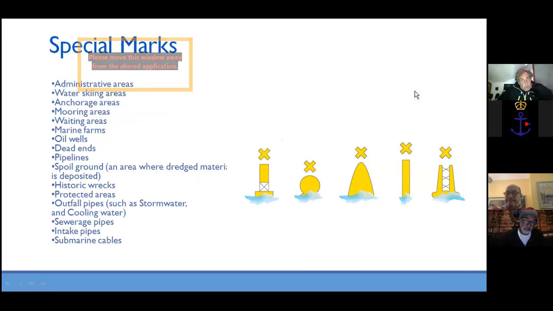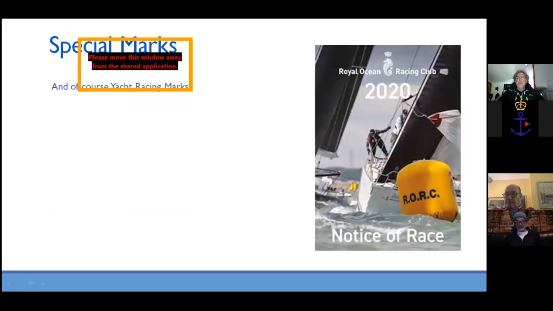And then there's special marks. Yellow marks with a cross on top. Okay, and there are hundreds of reasons for them. I've got a whole list here. Mooring areas, farms, dead ends, pipelines, wrecks, you know, dive sites, overfalls, sewage pipes, hundreds of reasons. But the main reason for having a yellow mark, of course, is that we use them for racing marks. Okay, that's the main reason.